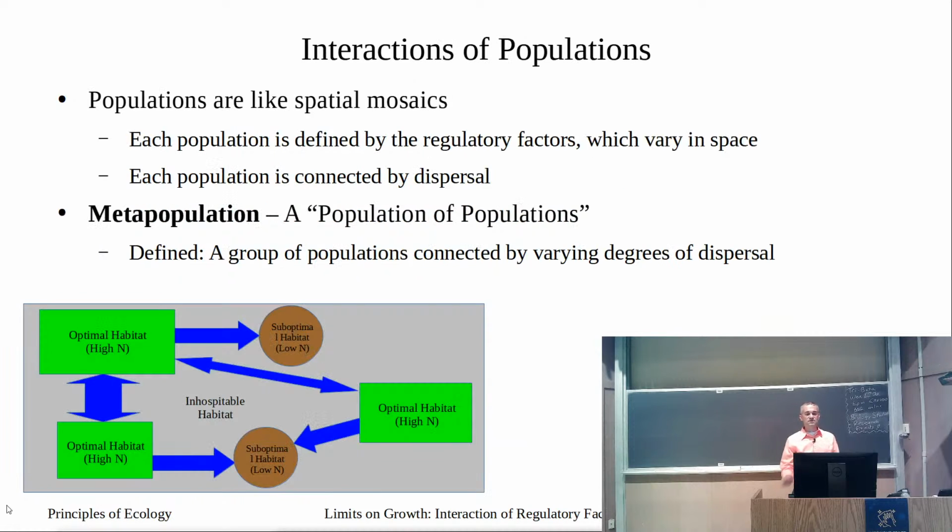And that leads us to this next part, interaction of populations. So we have all of the dynamics. We've been talking about individual populations. But you recognize, or should be recognizing, that populations aren't closed. You have movement, you have dispersal. How does that affect our populations? And one important idea is this concept of a metapopulation.